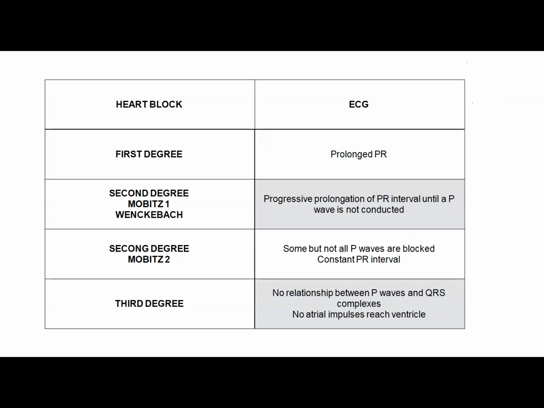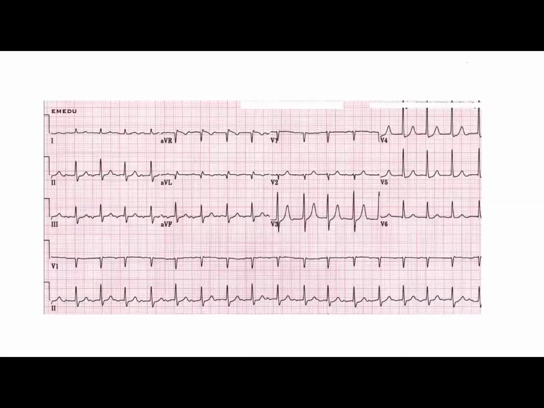And in the third degree, there is no relationship between the P wave and QRS complexes. So in most third degree blocks, your ventricular rate will be constant because it has no correlation with the P waves. None of the atrial impulses are reaching the ventricle in the third degree. I've got some ECG rhythms coming up next, so you diagnose based on these findings. This is a child with bradyarrhythmia, low heart rate. What type of heart block is this?